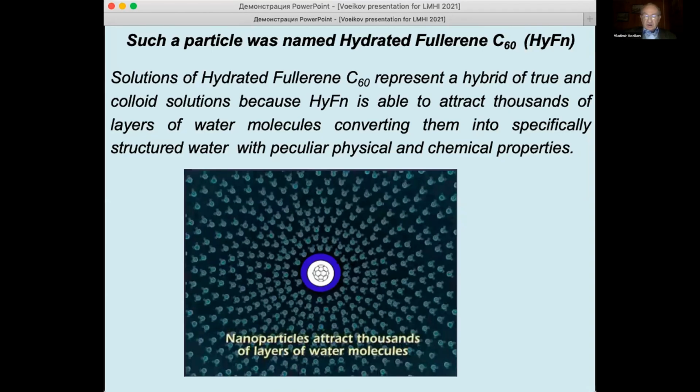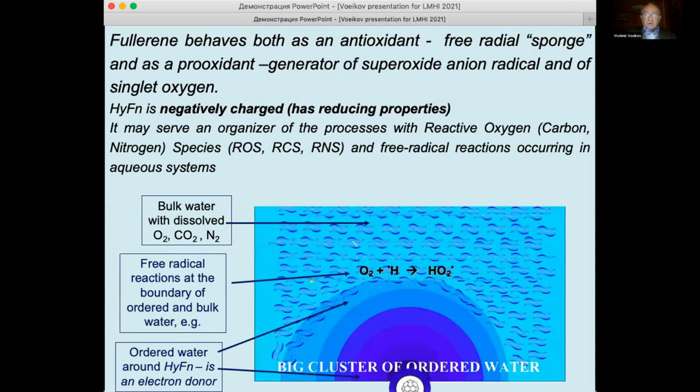As a matter of fact, it is not always remembered that many nanoparticles now used in technique, biology and medicine, in aqueous systems attract thousands of layers of water molecules and modify the properties of this water. Fullerene itself behaves both as an antioxidant, sometimes even called a free radical sponge, but also as a pro-oxidant, a generator of superoxide anion radical and of singlet oxygen.